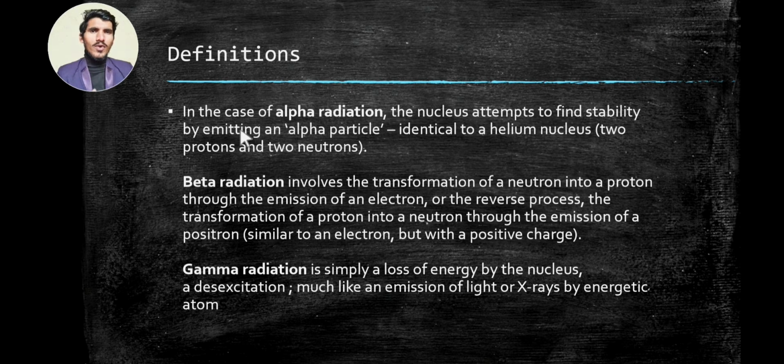So first of all you need to know what is an alpha particle. An alpha radiation is actually the radiation that is released from the nucleus when the nucleus attempts to stabilize itself by emitting an alpha particle. So alpha radiation results when an alpha particle is released from the nucleus. Okay, so what is an alpha particle? An alpha particle is actually a helium nucleus that has 2 protons and 2 neutrons.